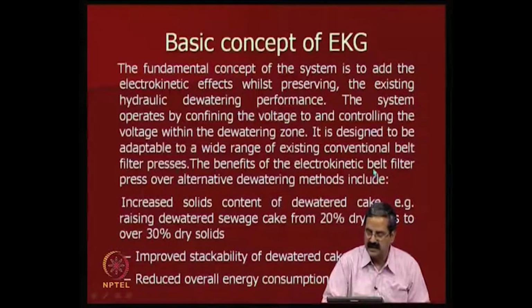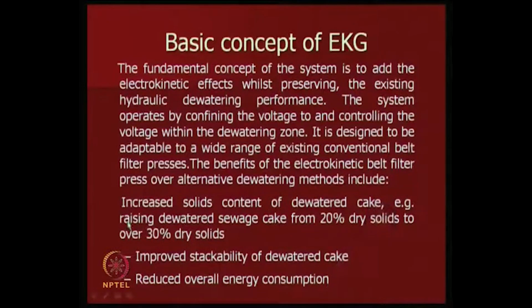The benefits of the electrokinetic belt filter press over alternate dewatering methods include increased solids content of the dewatered cake, like raising dewatered sewage cake from 20% dry solids to 30% dry solids. Improved stackability of the dewatered cake, once you have that material, you can handle it properly. Reduced overall energy consumption. In fact, you have to continuously run these belts, and as I said, centrifuge is one arrangement. Essentially, we are trying to handle these liquid waste disposal systems.